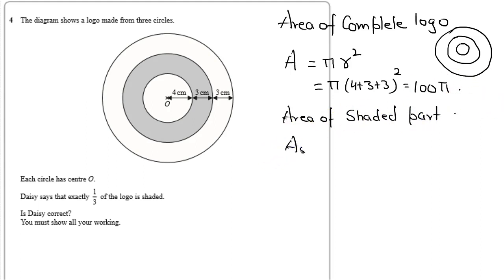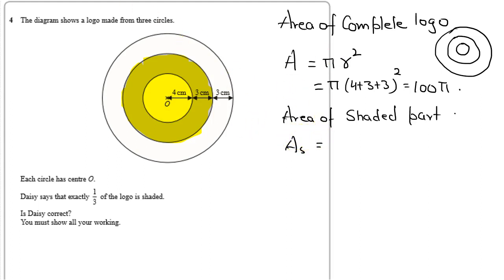Let's say it is SH, area of shaded part. Now area of shaded part is, first we have this complete area. This is a kind of a washer, and you know the area of a washer is. So first we will find this area.